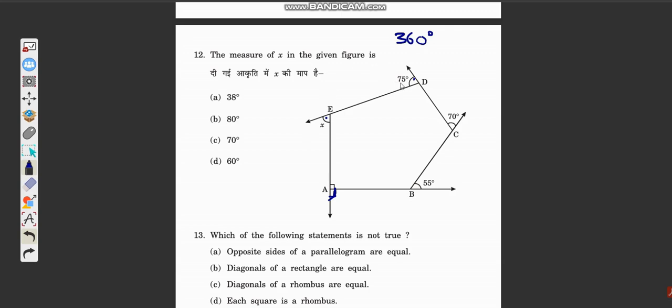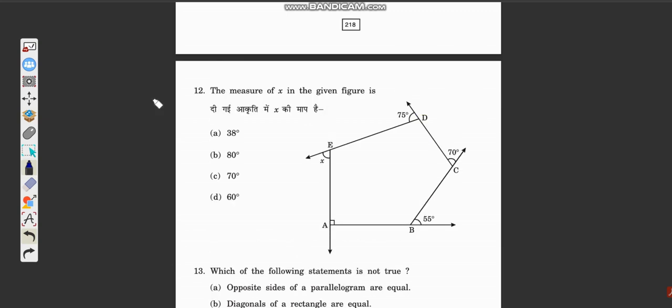So 75 plus 75 plus 70 plus 55 plus 90. 5 plus 5 is 10. 7 plus 7 is 14. 14 plus 10 is 24, plus 5 is 29. So 360 minus 290. So 70 degrees is the correct option.